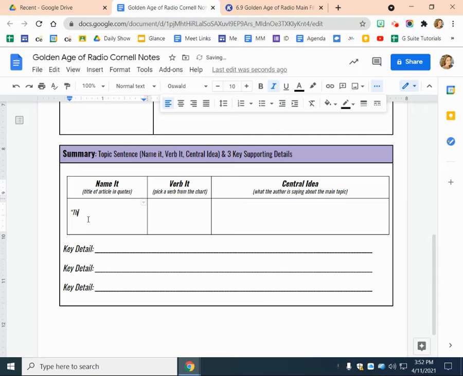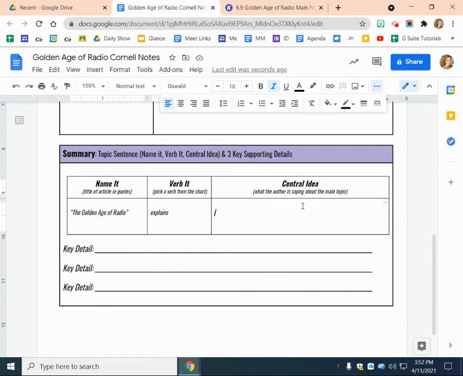So the title is The Golden Age of Radio. You always start with the title of the text. Then you're going to pick a verb. If you look on my chart on the whiteboard, I've got nine different verbs to choose from. I believe one of those verbs is explains. I'm going to choose explains, but that's not the only verb. You can pick a different verb if you want to.